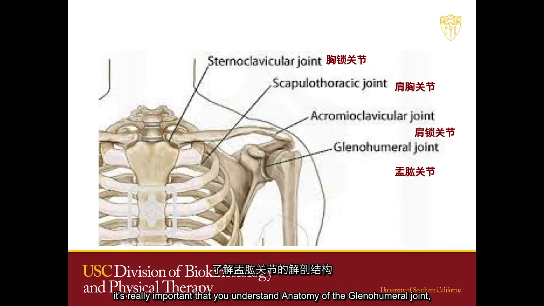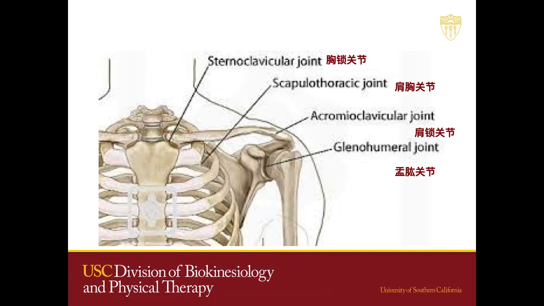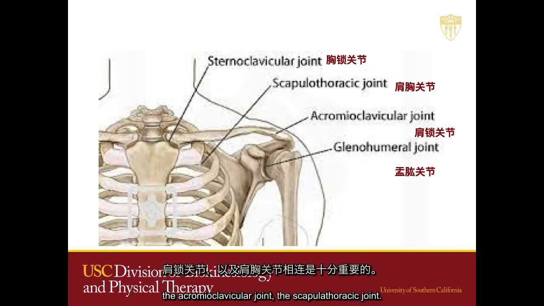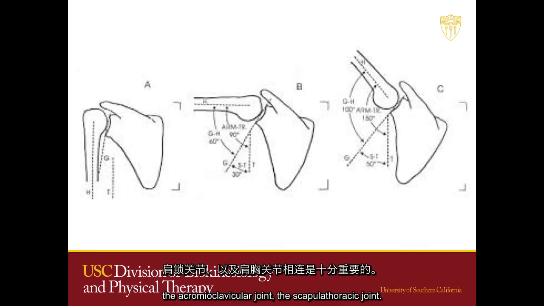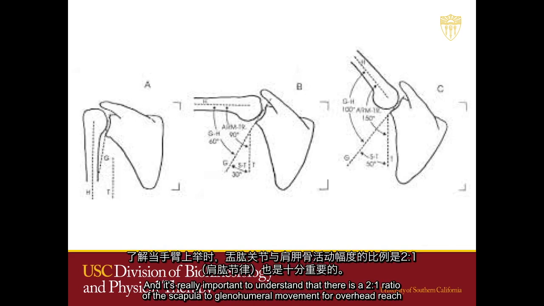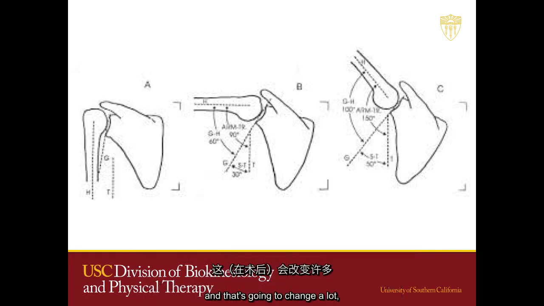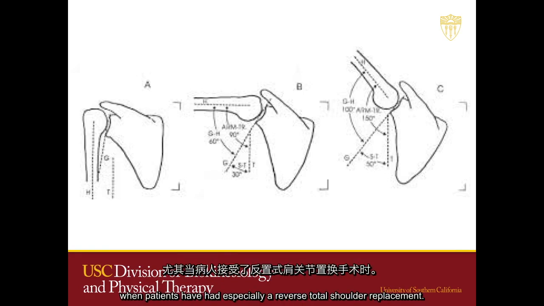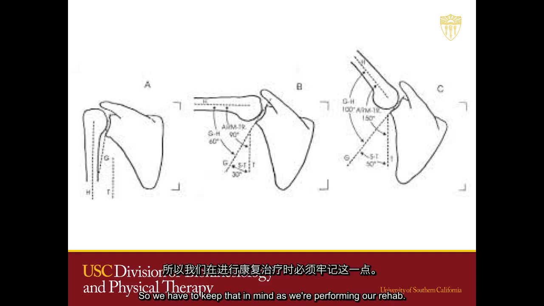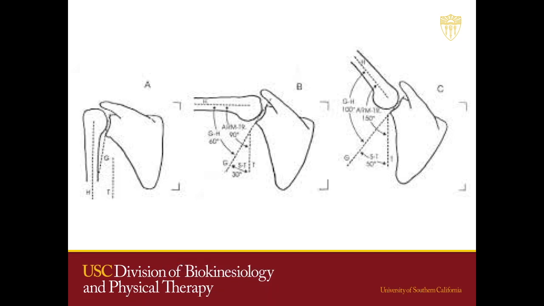And remember, it's really important that you understand the anatomy of the glenohumeral joint as well as how it articulates to the scapula, the acromioclavicular joint, the scapulothoracic joint. And it's really important to understand that there is this sort of 2-to-1 ratio of the scapula to glenohumeral movement for overhead reach. And that's going to change a lot, as you will see today, when patients have had, especially, a reverse total shoulder replacement. So we have to keep that in mind as we're performing our rehab.